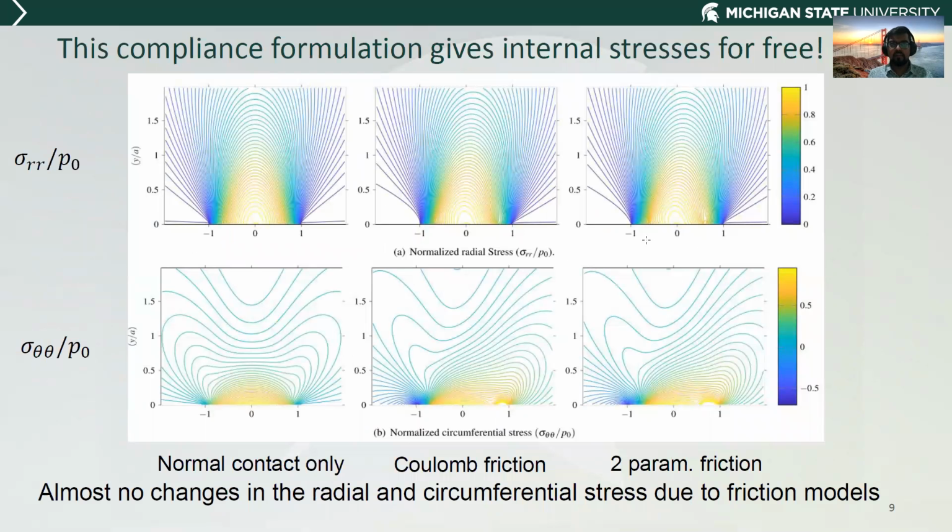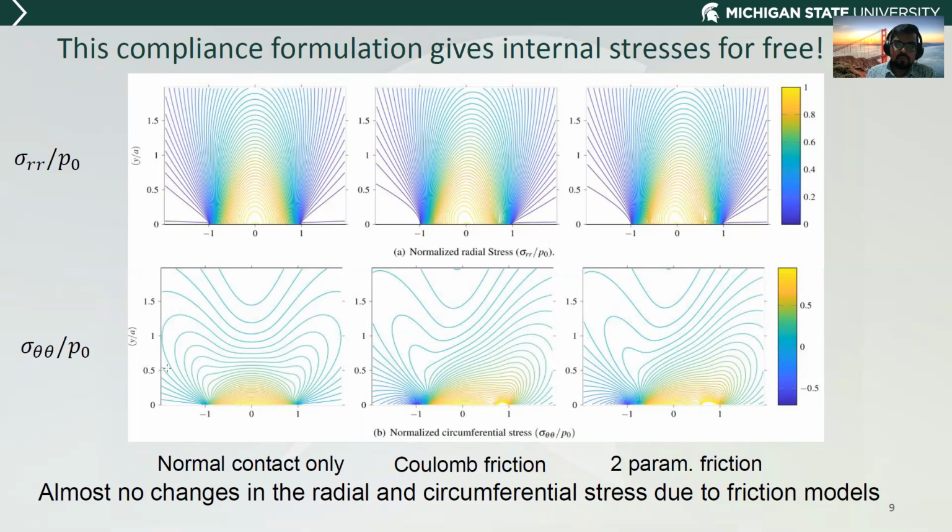So another benefit of this compliance formulation is it gives us internal stresses for free, because we already know the traction on the surface, we already know the Michell coefficient, so we can easily calculate stresses inside the body or on the surface of the body, and also we can easily calculate displacement inside the body or on the surface of the body. So here we first compare the radial stress, which comes out to be almost exactly the same for all three cases, because we also applied the Goodman decoupling approximation.